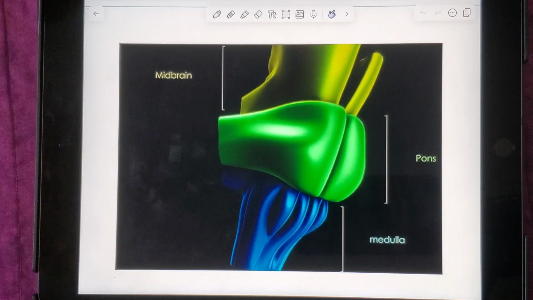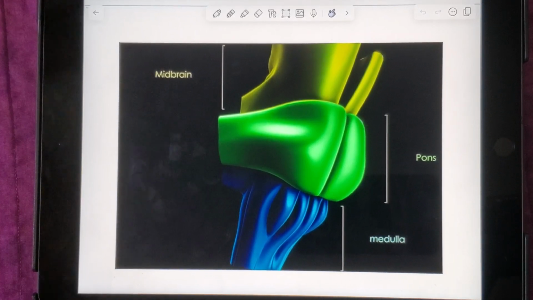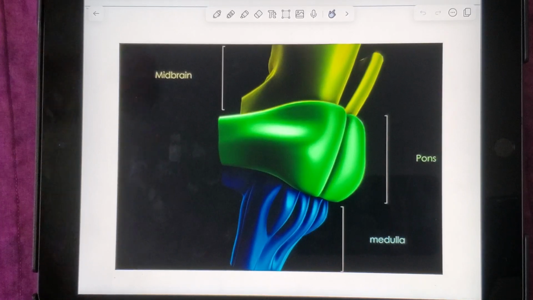The most superior part of the brainstem is the midbrain, and it is here that the integration of the sensory input happens from the periphery and motor systems, and then output from the cerebrum occurs.